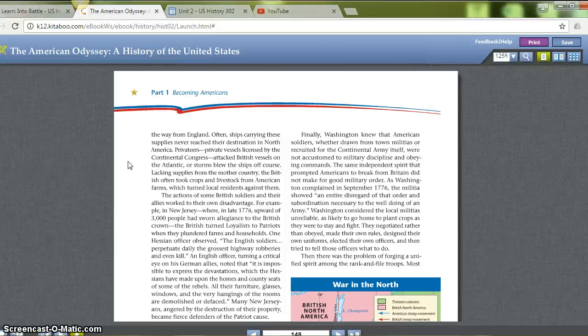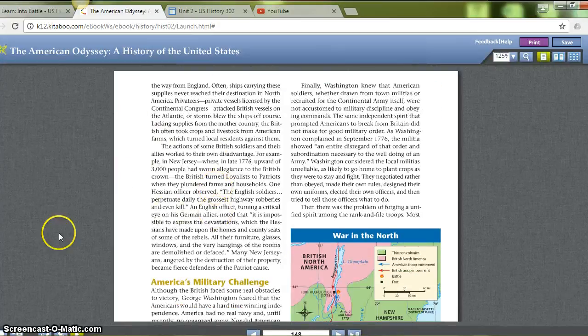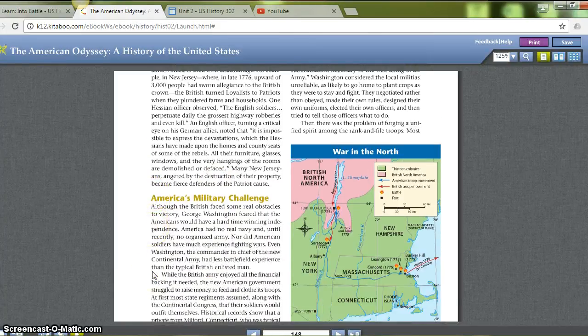One Hessian officer observed, "The English soldiers perpetrate daily the grossest highway robberies and even kill." An English officer, turning a critical eye on his German allies, noted that it is impossible to express the devastations which the Hessians have made upon the homes and country seats of some of the rebels. All their furniture, glasses, windows, and the very hangings of the rooms are demolished or defaced. Many New Jerseyans, angered by the destruction of their property, became fierce defenders of the patriot cause.